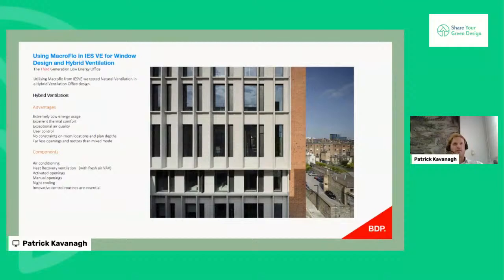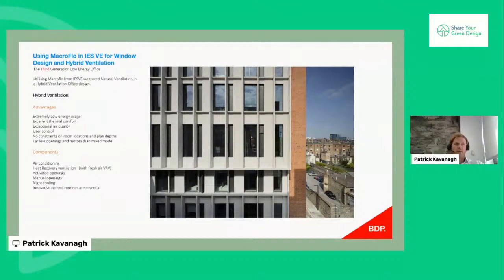Hybrid ventilation is the third generation, because what this system does is it links all three, whether it's heat recovery or natural ventilation, but in a controlled manner that means they're not fighting with each other. So the advantages of this are extremely low energy use, excellent thermal comfort and air quality, and it still gives user and occupant control. There are no constraints on the room locations and plan depths. With naturally ventilated offices, you need to keep the plan depths quite narrow so you can get that cross ventilation to the spaces, which doesn't work with every site and client brief. And there are far fewer openings and motors than in a mixed mode system.